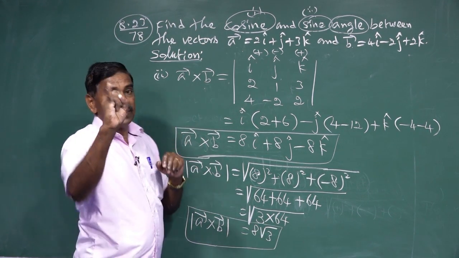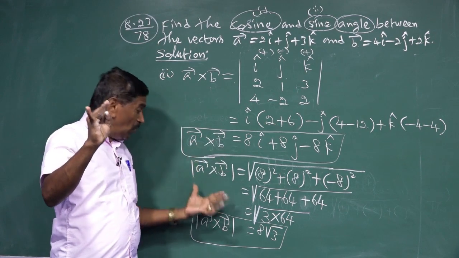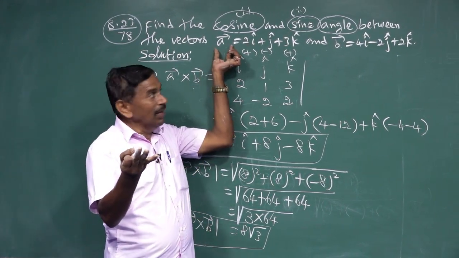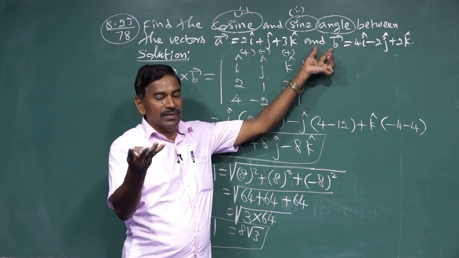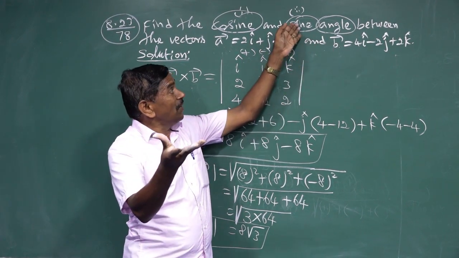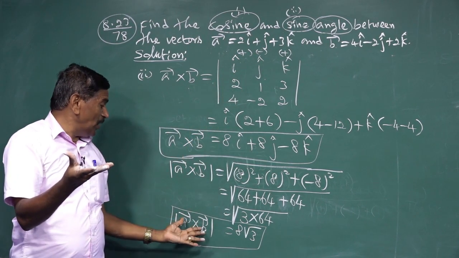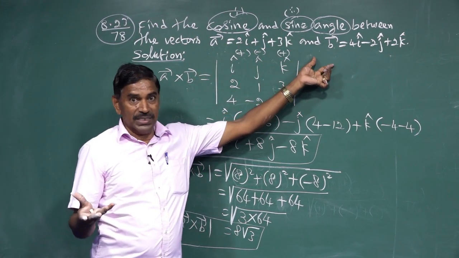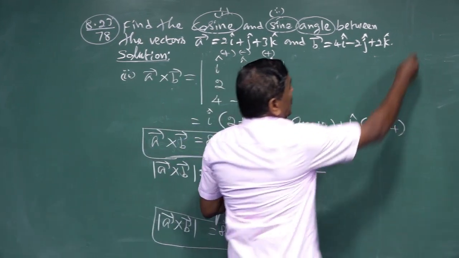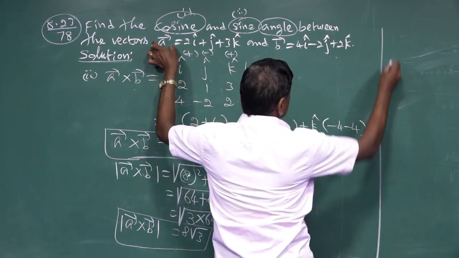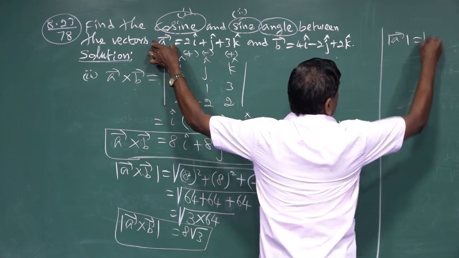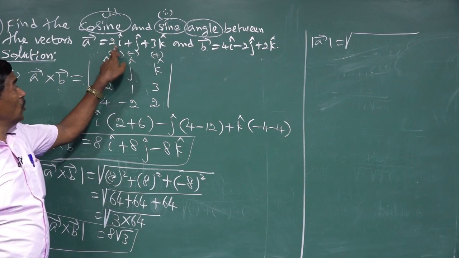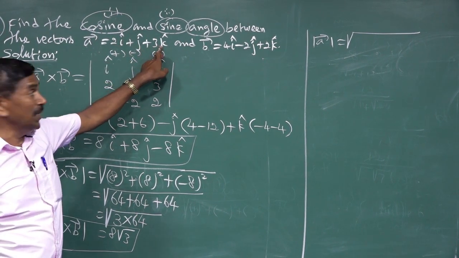Okay, listen again. Step 1, A cross B. Step 2, modulus A cross B. Step 3, modulus A vector. Step 4, modulus B vector. Step 5, sin theta is equal to modulus A cross B divided by modulus A vector into modulus B vector, which is the formula. Now listen. Now next step, modulus A vector. Modulus A vector is equal to the square root of, yes, square root of, very good, 2 the whole square plus 1 the whole square plus 3 the whole square.